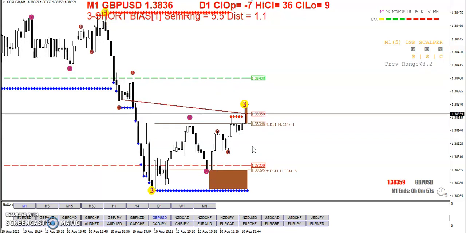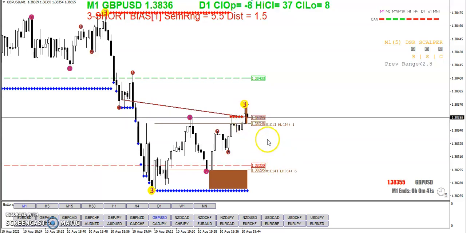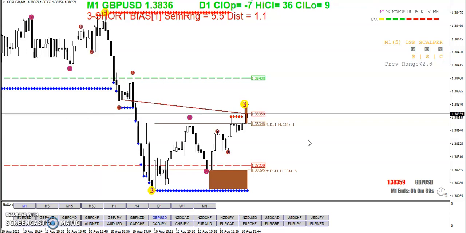Because it's not working in your favor. Then again, you might go, nope, I've got my stop in place. I believe price is going to do what I thought it was going to do, which was come down out of that higher low zone. And so let's just see what happens. We still have a few minutes left.